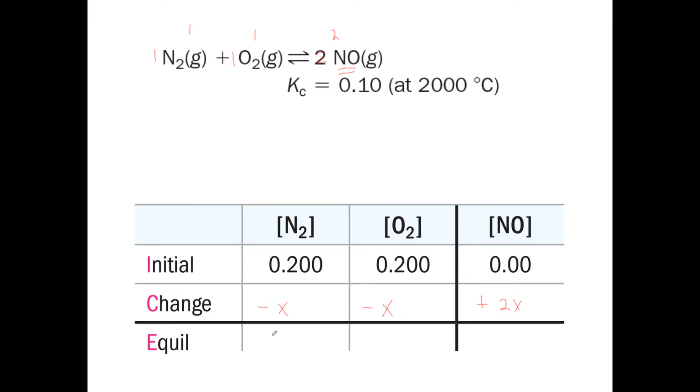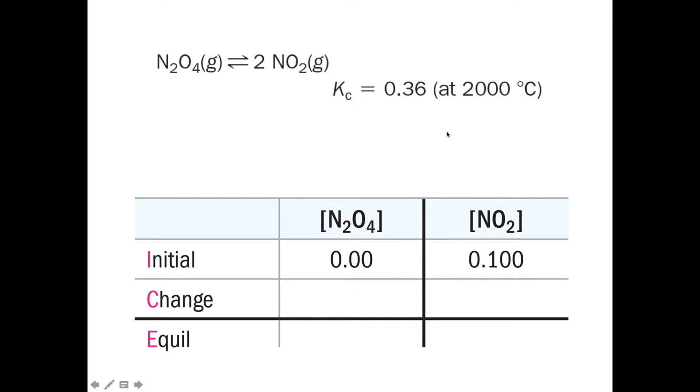Okay, so the equilibrium amount then is going to be 0.200 minus x, 0.200 minus x, and 0 plus 2x, right? But I'm just going to write 2x. You see that? So that's how we do the ICE table. That's how we do the ICE table for a problem that looks like this. Okay? So let's look at another example of this.